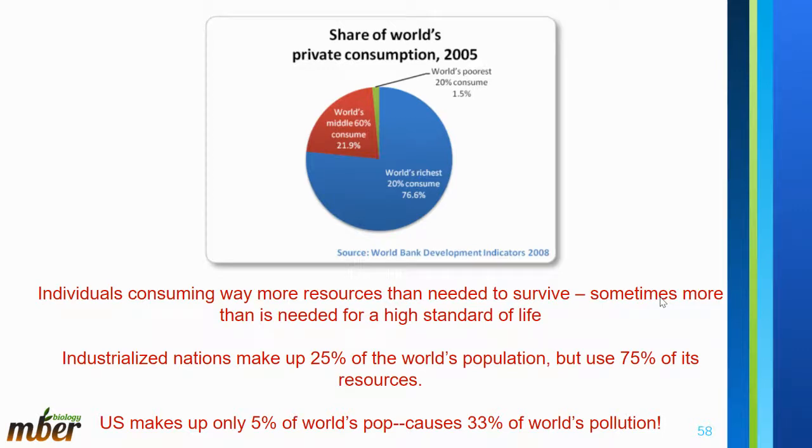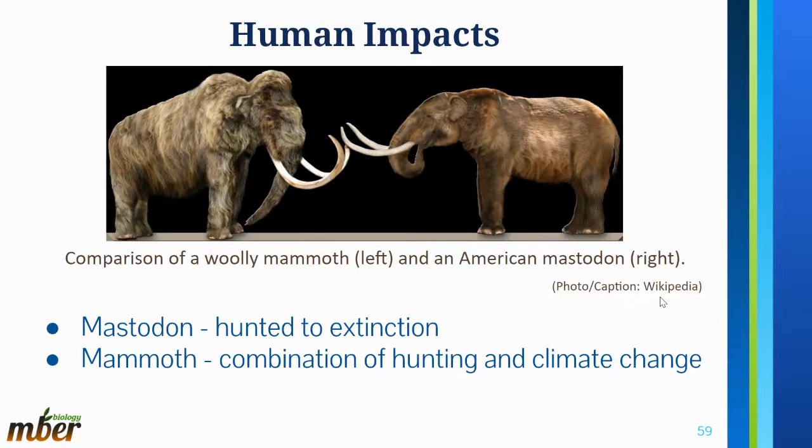Human impacts. The comparison of a woolly mammoth and an American mastodon. This actually makes me really sad. The mastodon was hunted to extinction. This little guy right here, look how cute he is. He's a furry elephant, guys. Elephants are my favorite. Mammoths went extinct due to a combination of hunting and climate change.